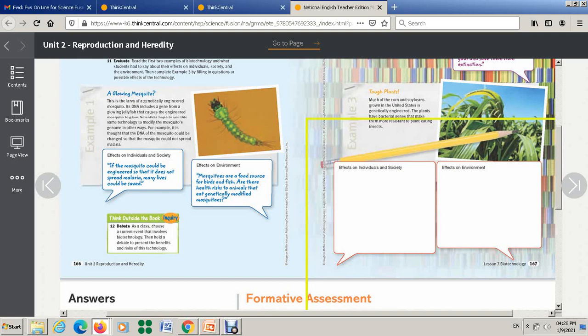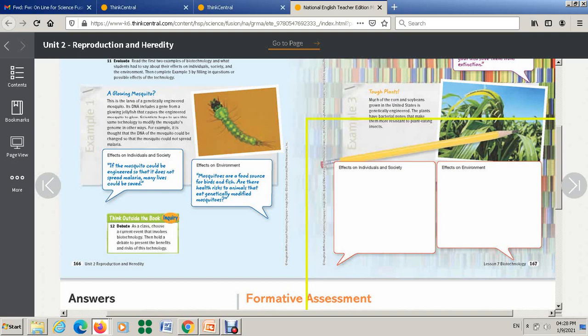Okay, much of the corn and soybean grown in the United States is genetically engineered. The plants have a bacterial gene that makes them more resistant to plant-eating insects. How will that affect society, do you think? I think if corn is more resistant to pests, corn will be more readily available for people to eat. Effects on the environment: how might this affect the insects that feed on corn and in turn the organisms that feed on the insects? You have to see these effects, okay?